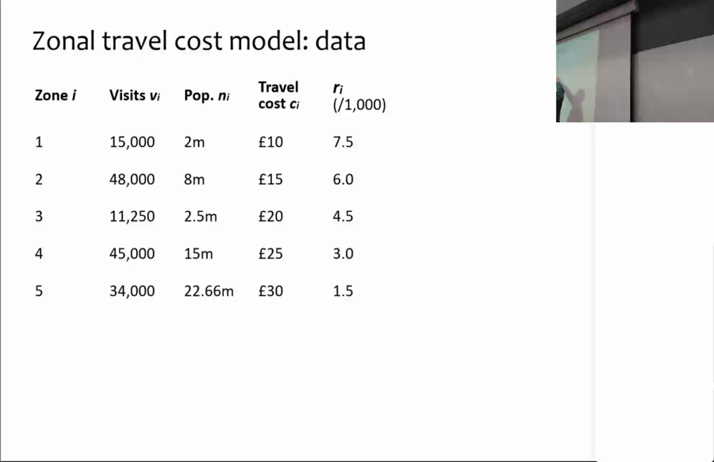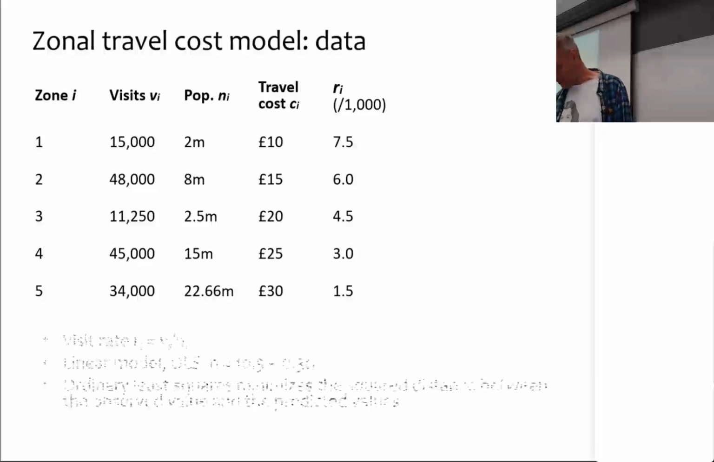In zone 2, a little bit further away, it costs 15 quid to get there. In zone 3, it costs 20 quid, 25, 30, right, in zone 5. And in zone 2, 48 out of 8 million visit for a rate of 6. In zone 3, 250 out of 2.5 million visit for a rate of 4.5, and so on and so forth, right? So this is the data. These are the zones where travel cost is relatively homogeneous for these 2 million people and for these 8 million people, and the costs go up as you're further and further away from the park. So this is what we observe.